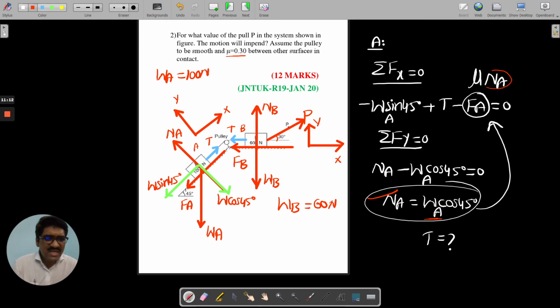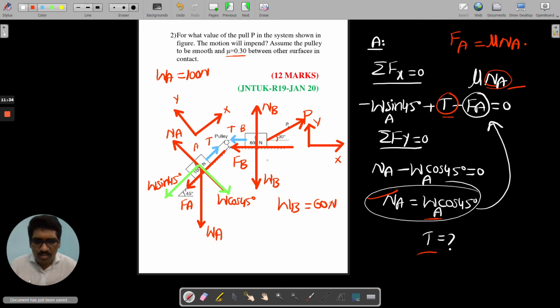Substitute NA in this equation, because FA is always equal to mu multiplied by NA, as in the picture. So NA is known. And from this equation, you can bring out the value of tension T. This is over. I am going for the last step of the problem. I am going for this body.